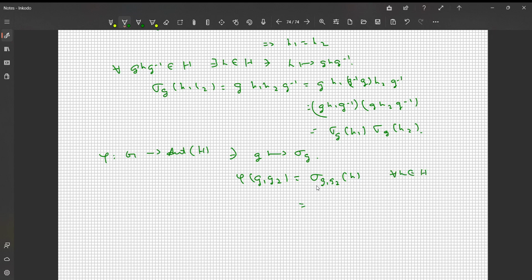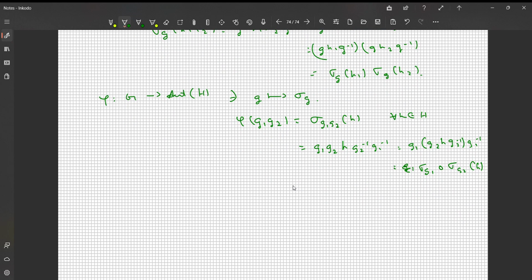So this is equal to g1 g2 h and g1 g2 whole inverse, right? So that is g2 inverse, g1 inverse. But this can be written as g1 g2 h g2 inverse g1 inverse, right? So this is obviously sigma g1 composed with sigma g2 for all h, right? Therefore, it's a homomorphism. Therefore, psi is a homomorphism.